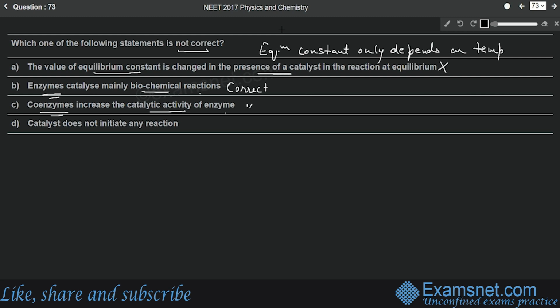And the last statement says catalyst does not initiate any reaction. This is also correct because we know that the role of catalyst starts once the reaction has been started. Okay, then they speed up that reaction. They do not initiate the reaction, right? So the only incorrect statement is A. Therefore, A will be the correct answer here.